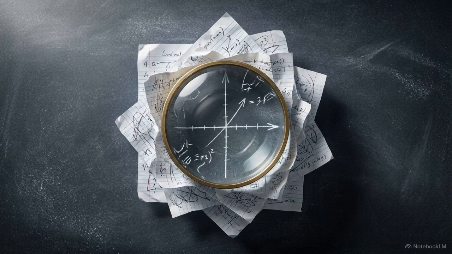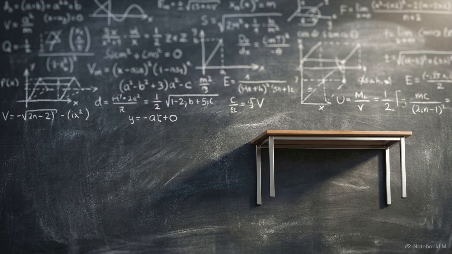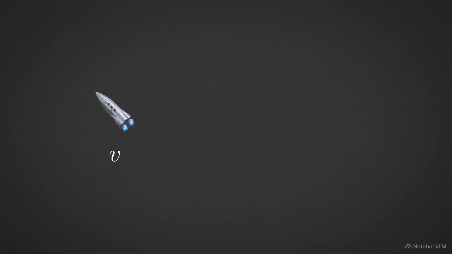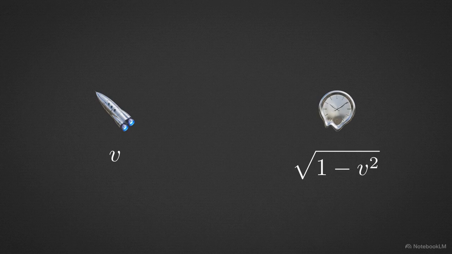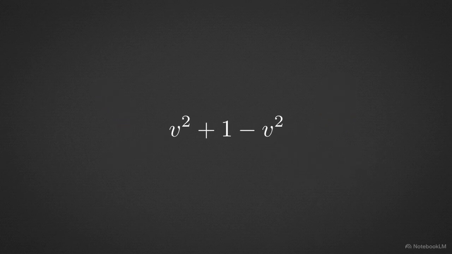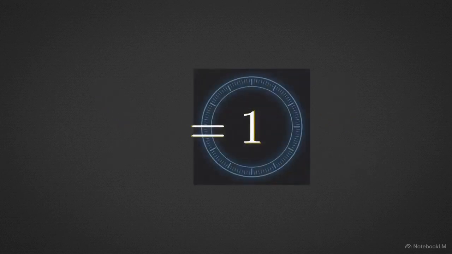We can actually step back from the massive equations entirely. If we want to fully describe how a moving perspective relates to a stationary one, we only need to look at two specific numbers. The first is velocity, v, expressed as a percentage of light speed. The second is the time dilation factor, determining how much slower the moving clock ticks. If you square both quantities and add them together, the result is exactly 1.